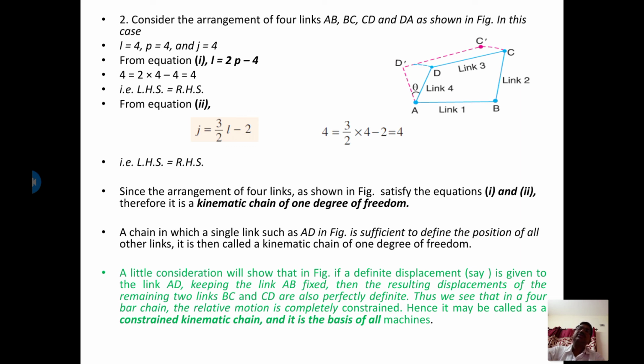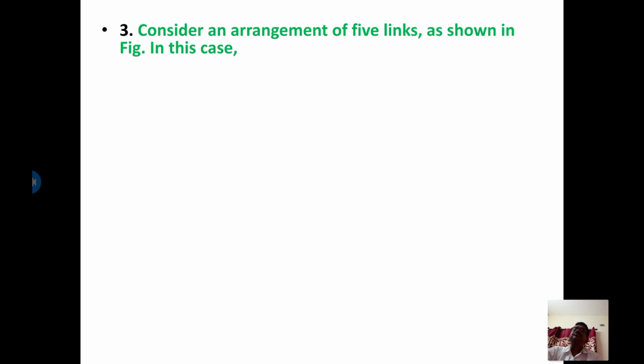This is a 4-bar chain because we have four links, that's why it is a 4-bar chain or quadric cycle chain. This is also called a quadric cycle chain or 4-bar chain, hence it may be called a constrained kinematic chain, and it is the basis of all machines. So this is the basic thing for any mechanism. We are taking a simple mechanism, the 4-bar chain.